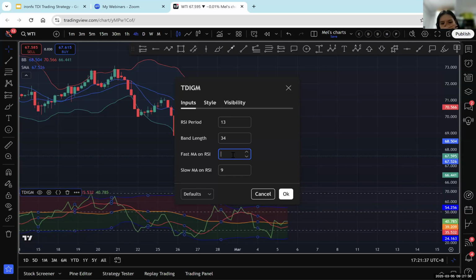Moving average, we can look at 7 and 34.